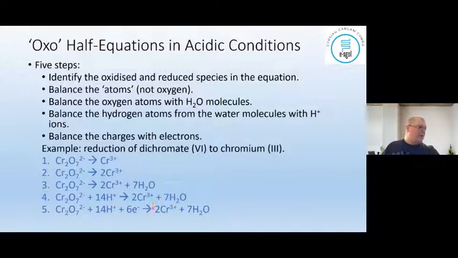So on the right-hand side, the total charge is +6. It's 2 times 3+. And then on this side, we've got -2 from the dichromate, and we've got 14 pluses from the H+, the 14 H pluses. So we've got a total there of +12 on that side. So +12 on the left, +6 on the right. We need 6 negative charges to go into the left-hand side and make those charges balance.